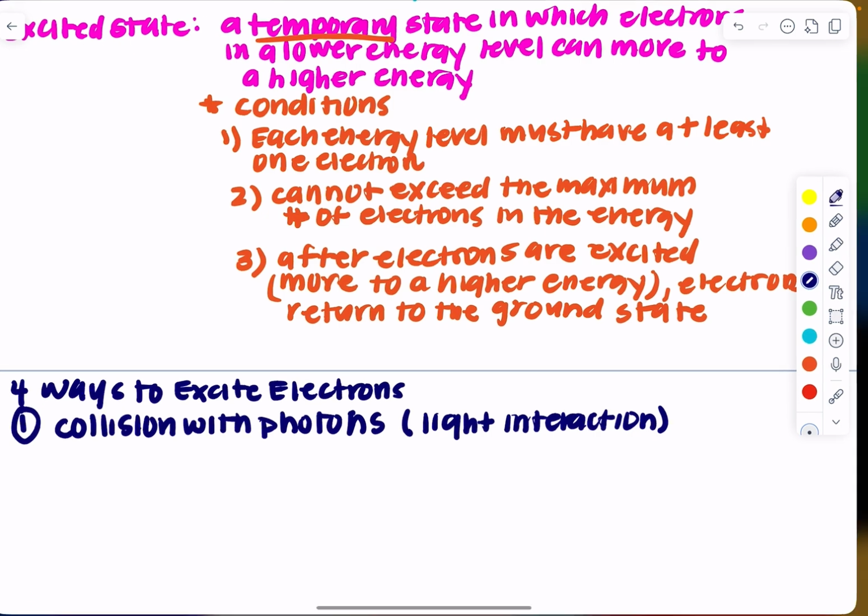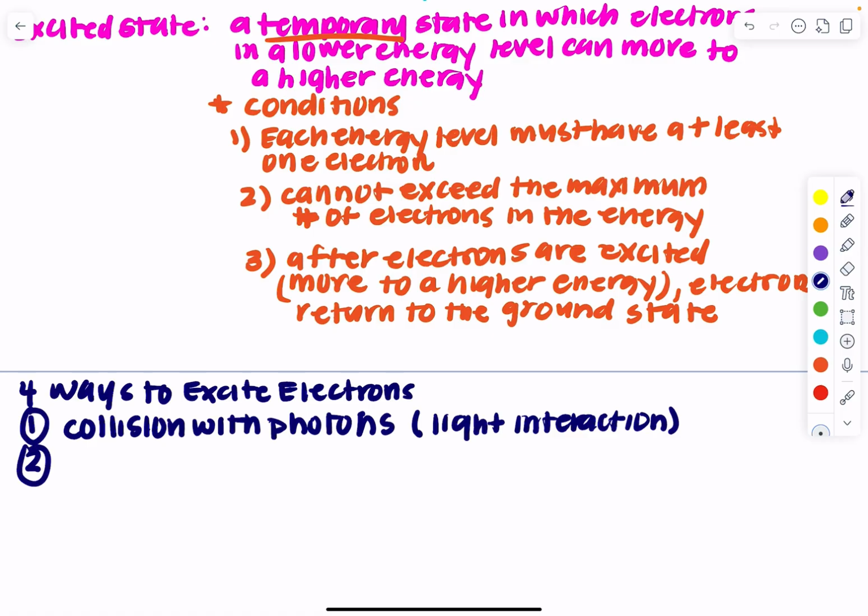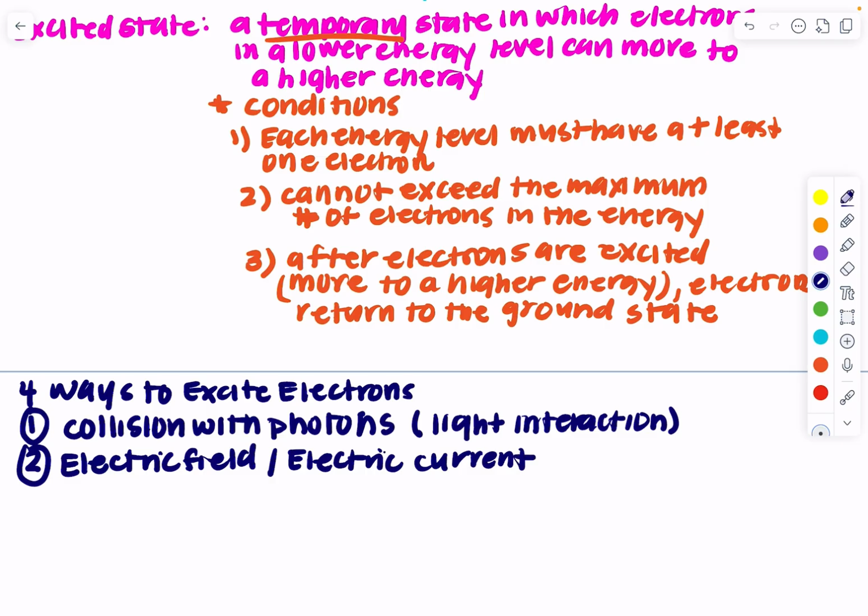Second way, it's kind of combined with the first. When we have electric fields, we're constantly exciting electrons. This is more of a topic of physics. When we have electric fields or electric currents, things going on in light bulbs, those are all excitations of electrons. As soon as you turn on the light, you're exciting electrons to do all of their things that they need to do.